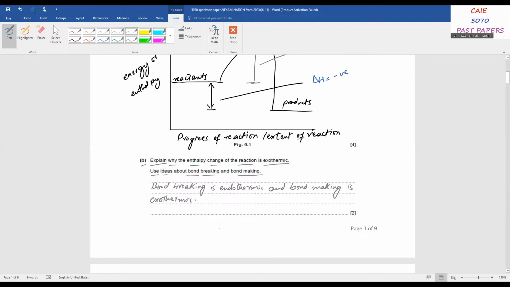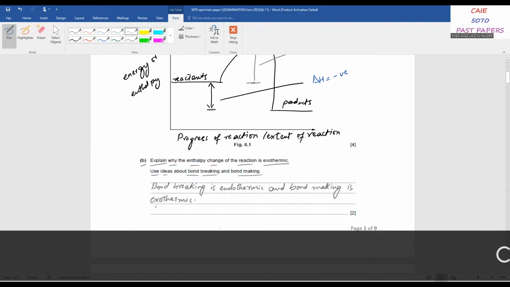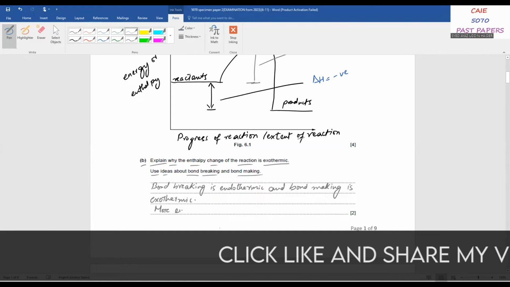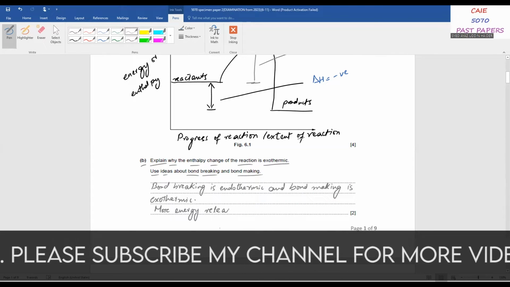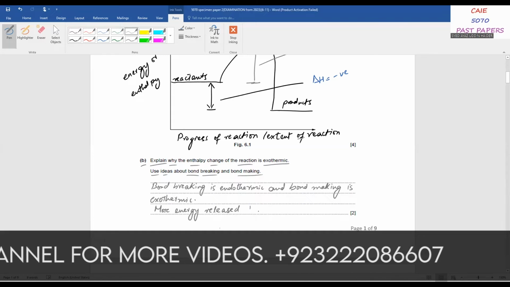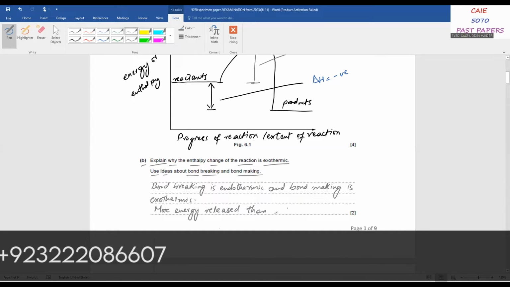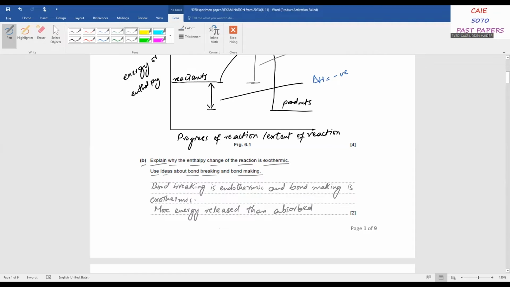More energy is released than absorbed. Now you are allowed to write heat instead of energy. You can use heat instead of energy. More heat is released than absorbed.